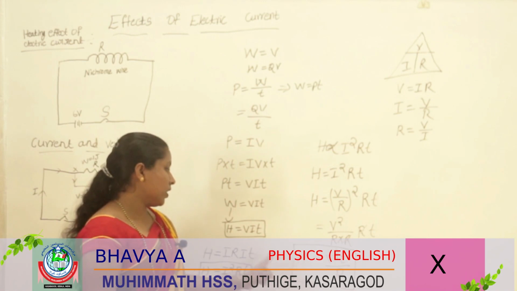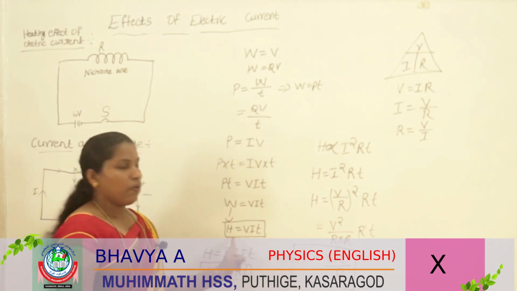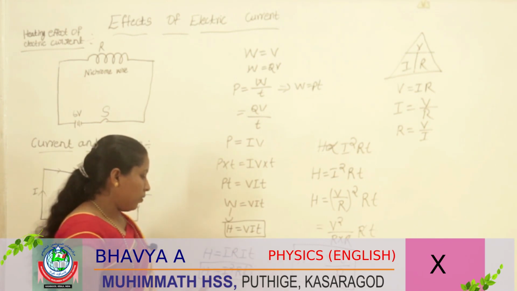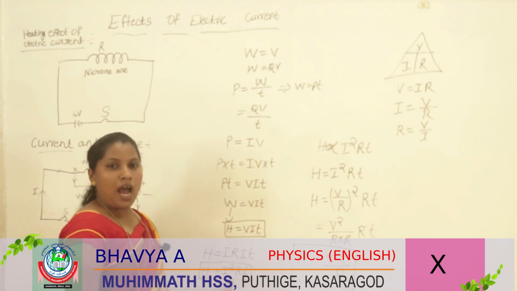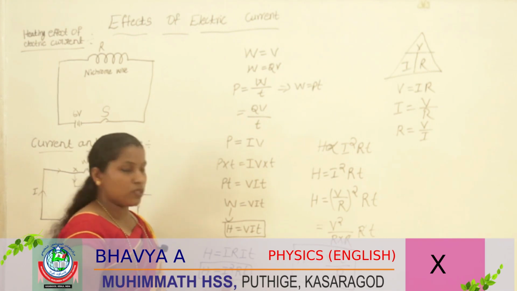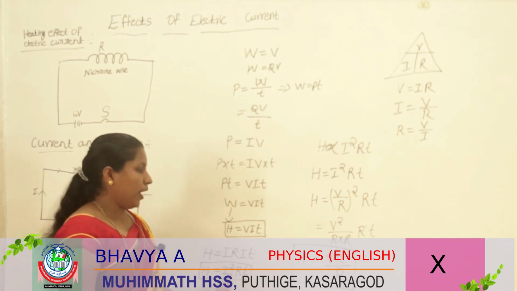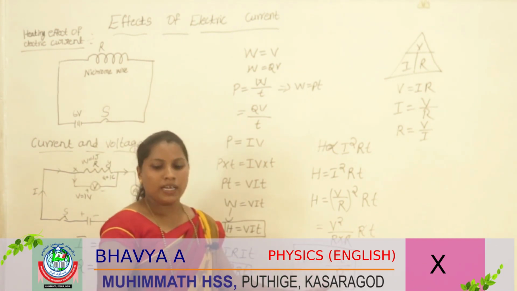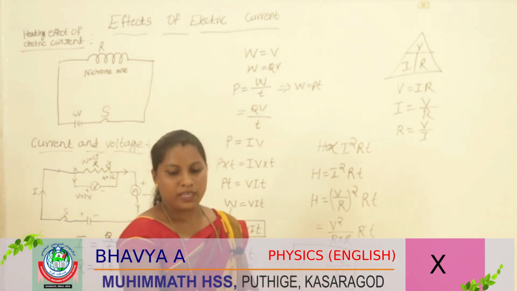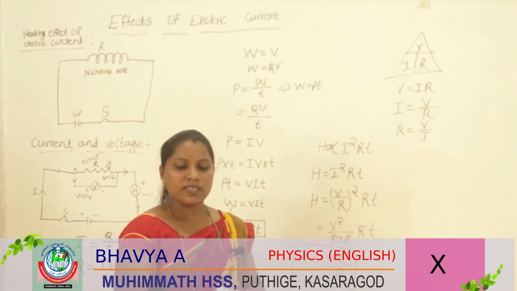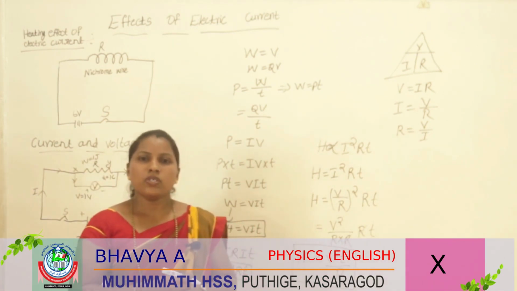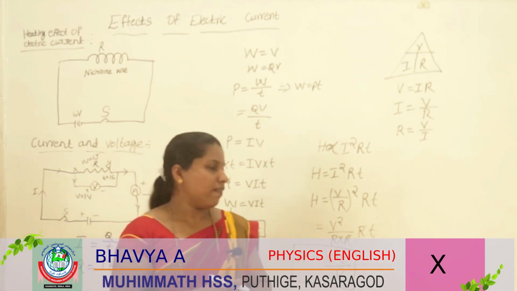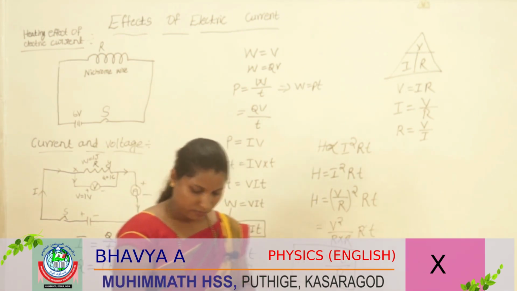We calculate using three equations now. One is H is equal to VIT. Another one is H is equal to I square RT, which is also called Joule's law. Another equation is H is equal to V square T divided by R. Next, related to these equations, we should solve some problems.